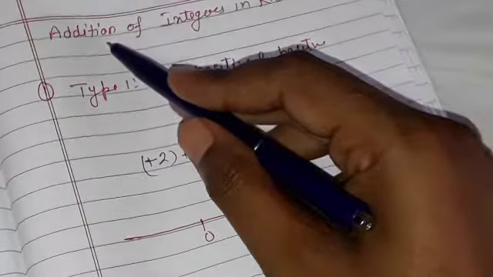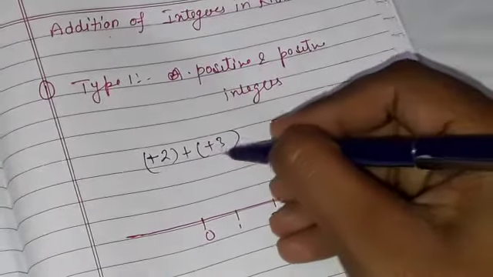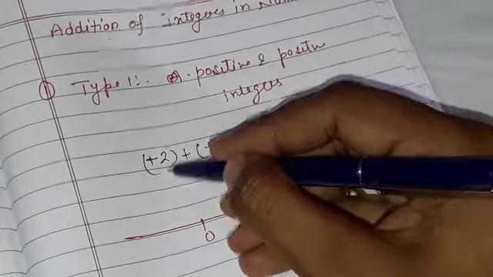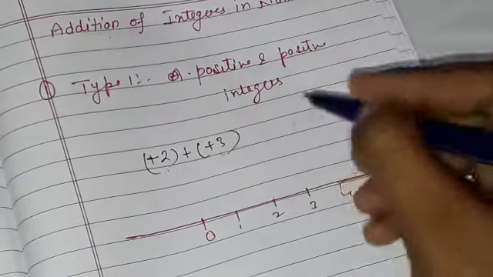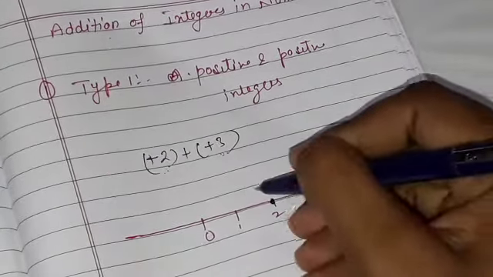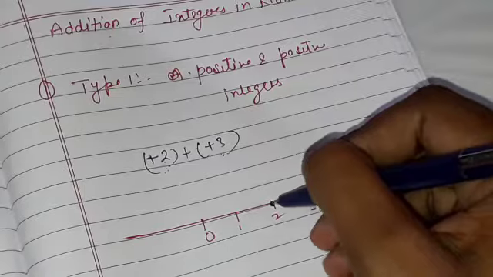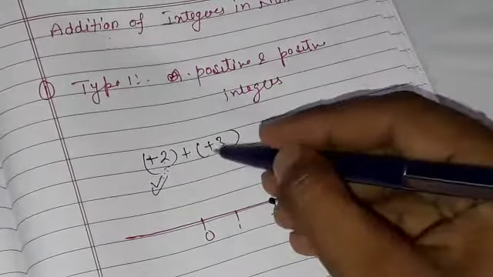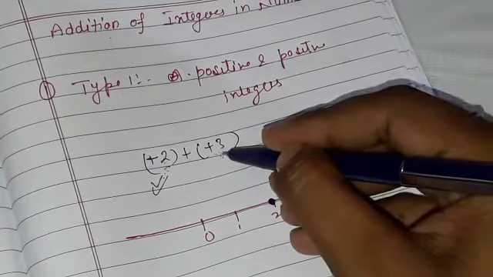So class, remember this, for addition your second integer is very important. So what is the use of first integer? The use of first integer is you start your number line from the first integer. So the plus 2 means this is your starting point. That is the work of first integer. But what is the work of second integer?